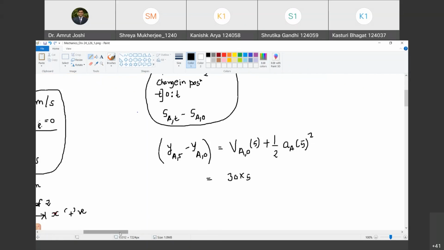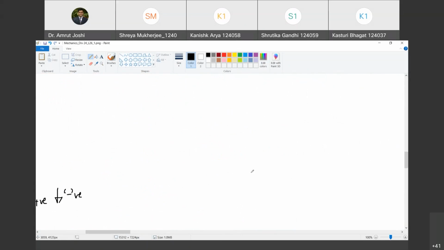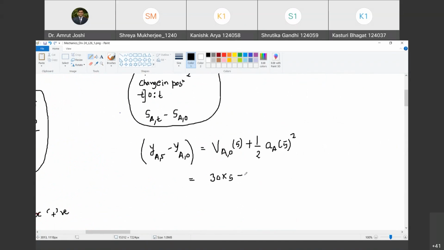What is the acceleration of block A? Just now we have evaluated. It is minus 6.44. So I will substitute that: minus half, 6.44, into 5 square. So can you tell me what is change in position? Sir, 69.5, sir. Plus or minus? Plus. Are you sure it is plus? Yes, sir. No. Okay, half, right, it will be plus. How much is it? 69.5, sir.